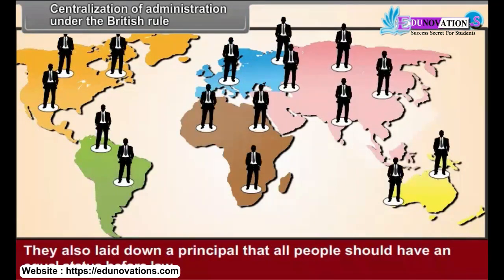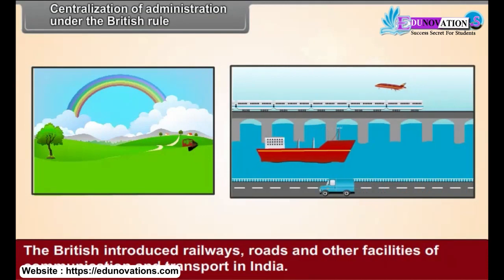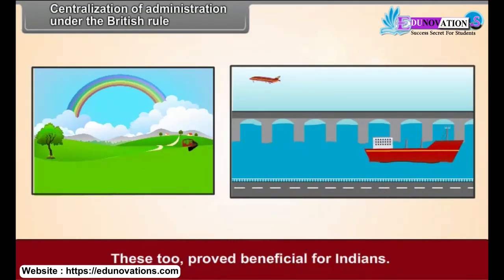The British introduced railways, roads and other facilities of communication and transport in India. These too proved beneficial for Indians. Indians living in different provinces came into more contact with one another against this background. This led to the development of a national feeling among them.